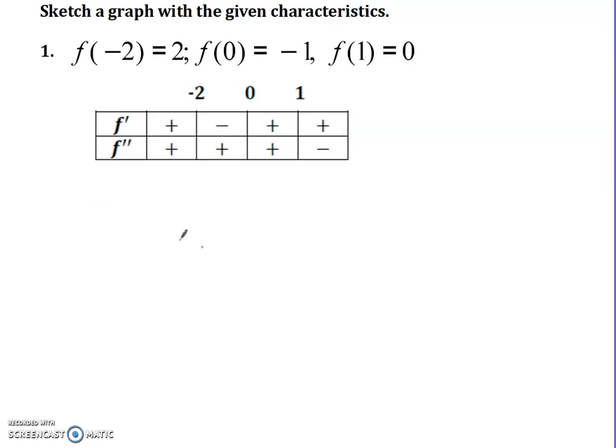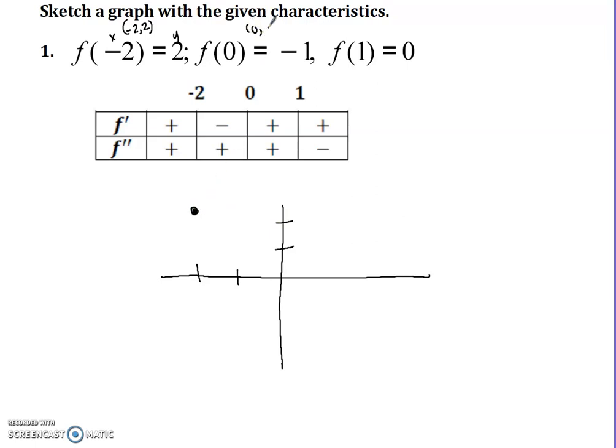So the first thing I'm going to do on my graph is graph the points that they give me. This is just a way of telling us we have the ordered pair negative 2, 2. So this is our f of x, so this is always the x value. That's always the y value. So I'm going to graph negative 2, 2.